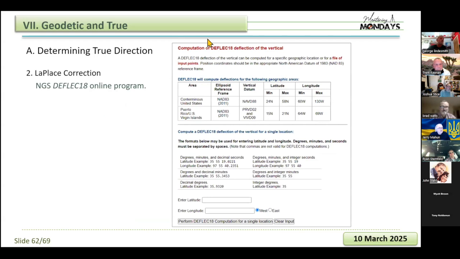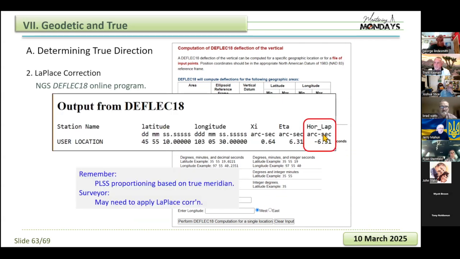Where do you get it from? Again, Deflect 18 is a software program that you can run online. Put in latitude and longitude, and it'll generate a bunch of output that they don't do a really good job of explaining. But the horizontal Laplace, that's the Laplace correction, right there at the end, minus 6.51. This is somewhere out west. I just put in a 45-degree latitude and a 103-degree longitude to see what it would be.